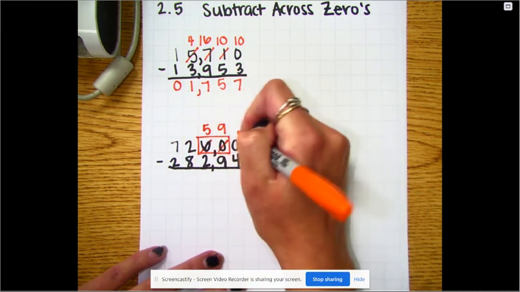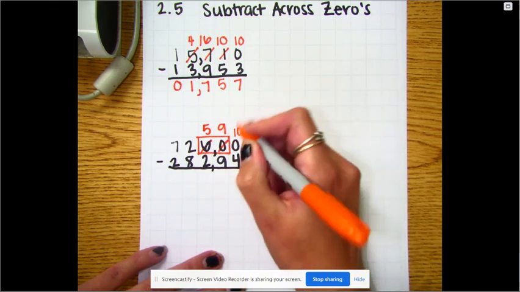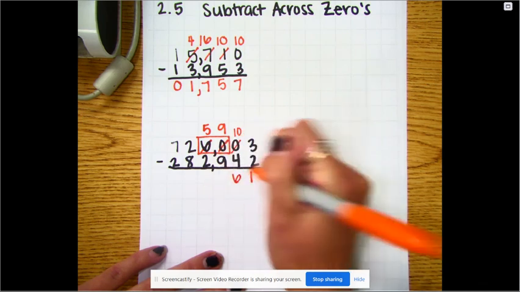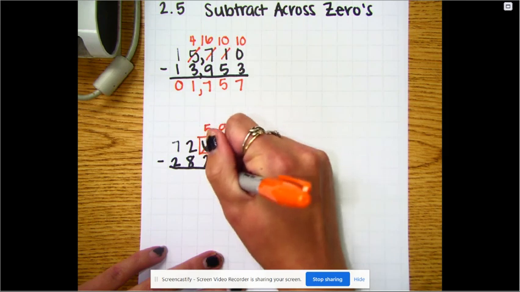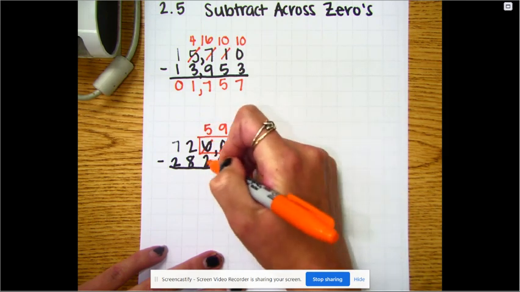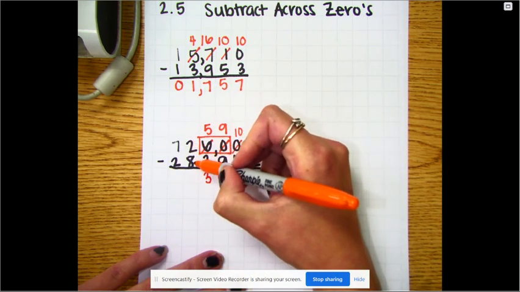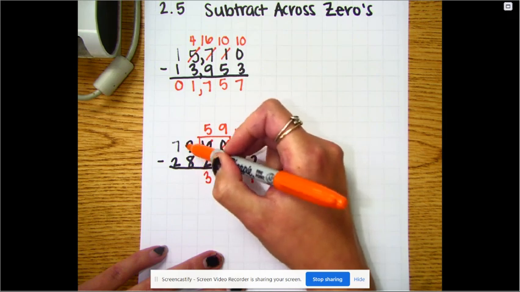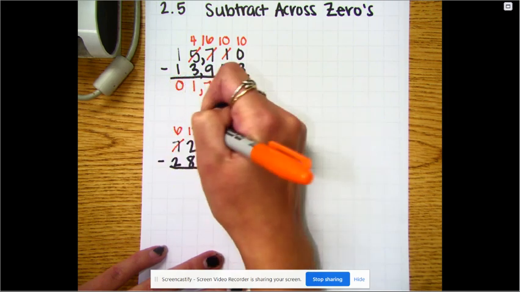And 0 becomes a 10. Now, if I look at it, 10 take away 4. I can do that. That would be 6. Go to my hundreds. 9 take away 9. That is doable. That would be 0. 5 take away 2. 3. 2 take away 8. This value is less than this value, so I need to borrow. 7 becomes a 6. 2 becomes a 12.